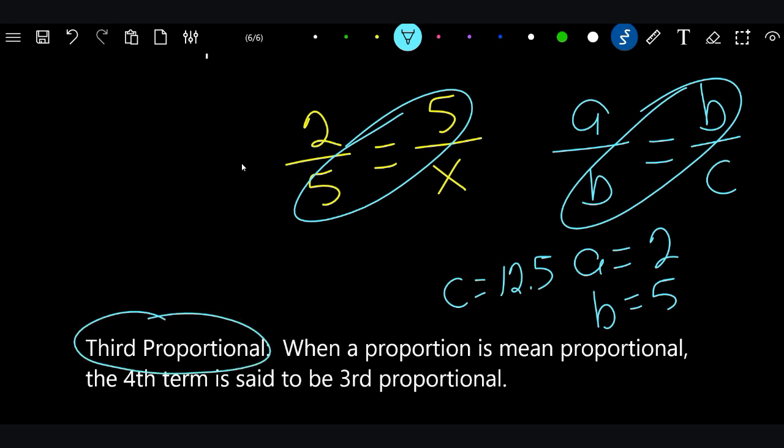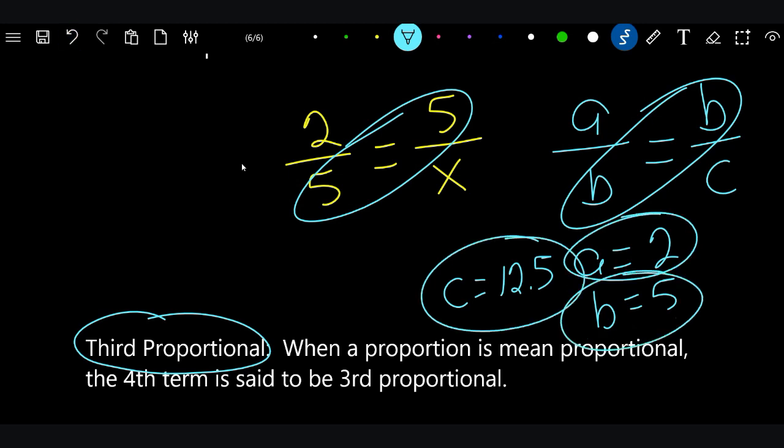Why? Because A is 2, B is 5, but B is showing up in 2 places, okay? And C. So you only have 3 answers. Look here. I have an A answer, a B answer, and a C answer. That's only 3 answers. So that's why they call it third proportional instead of fourth proportional, because I only have 3 answers technically.